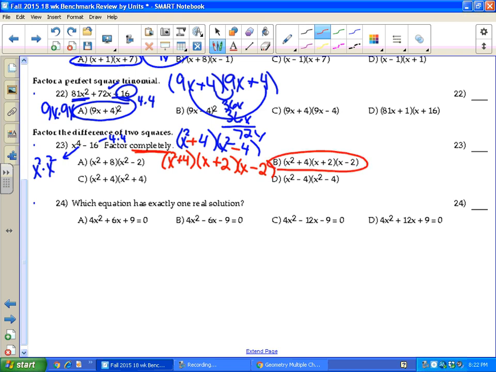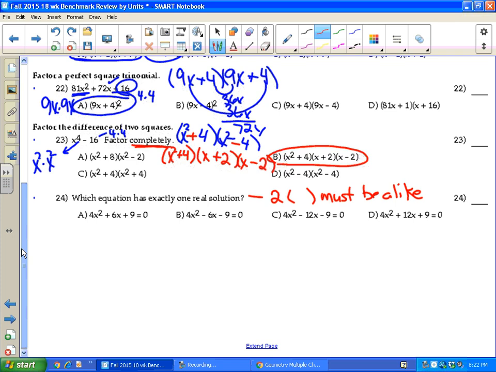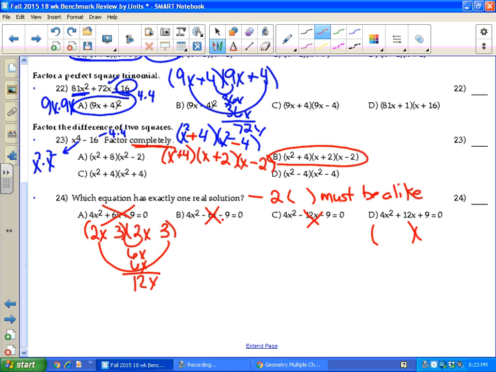Which equation has exactly one real solution? In order to have one real solution, the 2 parentheses must be alike. And I actually think that's pushing us a little into unit 5, but I guess I got this one out of place. The only one that will factor into 2 parentheses that are alike is, let's just check this one, 2x and 2x, 3 and 3, and that is going to be 6x and 6x. Nope, that gives me 12x. Can't be A. That one has a subtraction sign. It can't be that one. That one has a subtract 9. It can't be that one. I think it's this one.